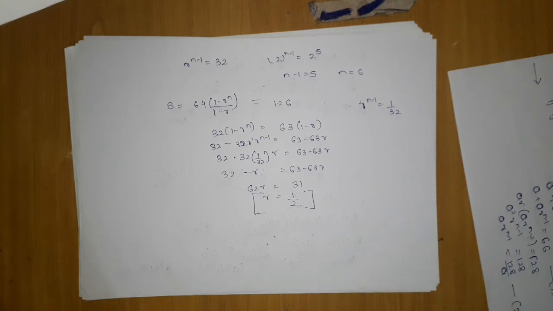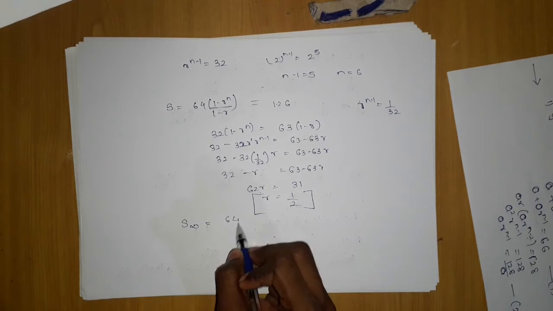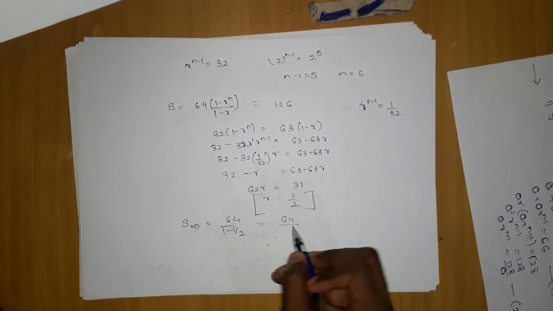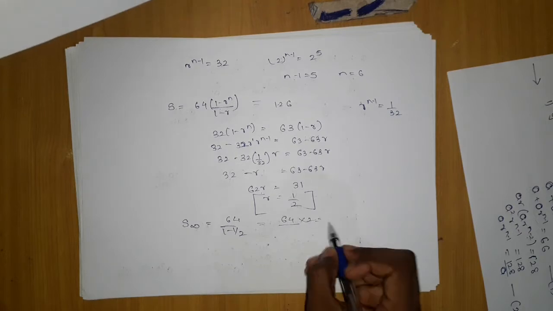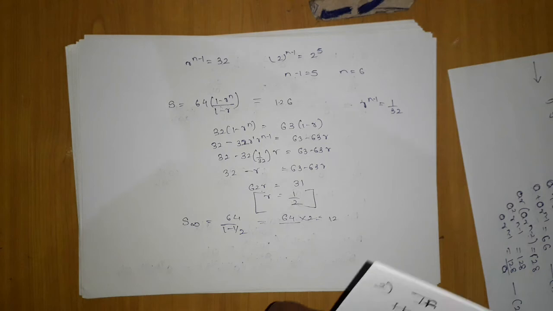Okay, so I got that r is equal to 1 by 2. Can I get the sum of infinite terms? Yes, 64 upon 1 minus 1 by 2, which will be nothing but 64 into 2, which will be 128. Okay, r is equal to 1 by 2.